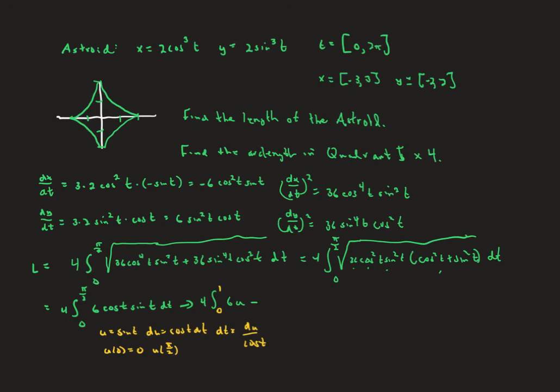We can then say that if we pull the 6 out, we have 24 times the integral of u, which is going to be 1/2 u squared. We can cancel the 1/2 with the 24 and get 12 u squared. We're going to evaluate that from 0 to 1, and that's going to be just 12. Wow, amazing that something this complicated had such a very nice arc length. All right, very good.